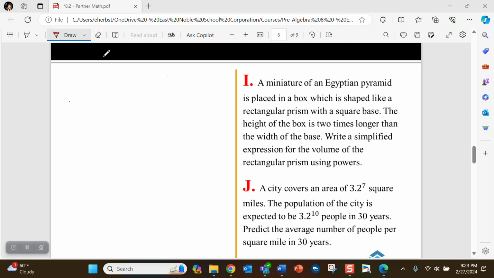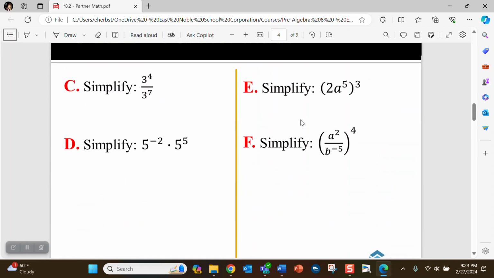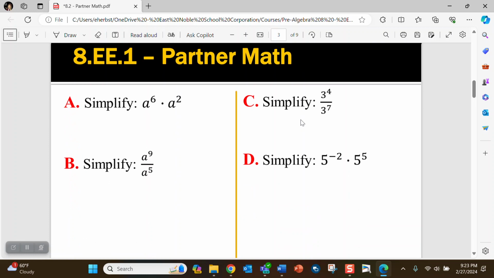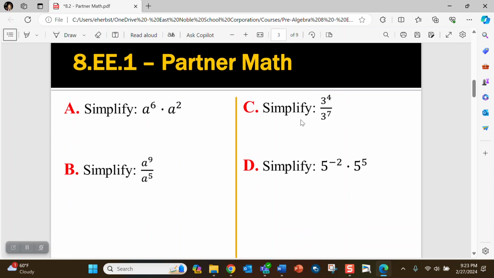Hey everybody, I have your partner math activity here, so we're going to go through the answers to some of this. Okay, starting with letter A, it says simplify a to the 6th times a squared. So we're multiplying, that means we're going to add exponents and we get a to the 8th.